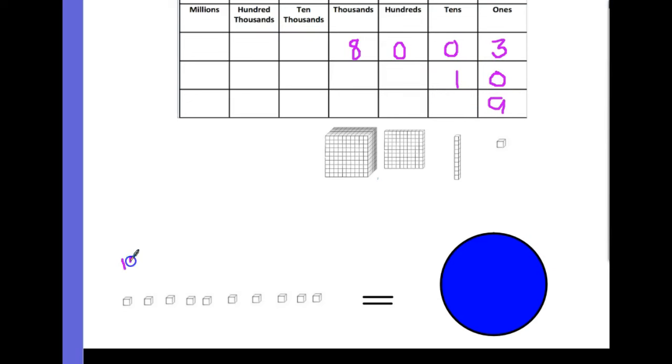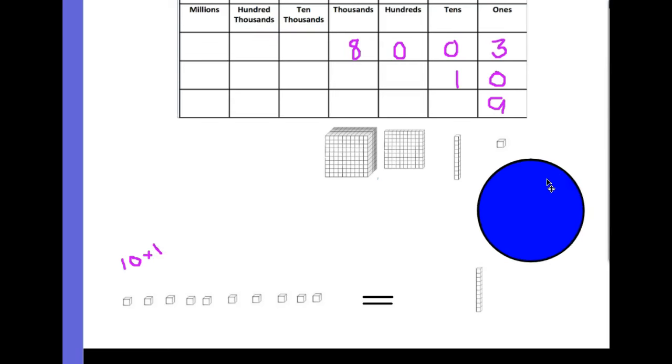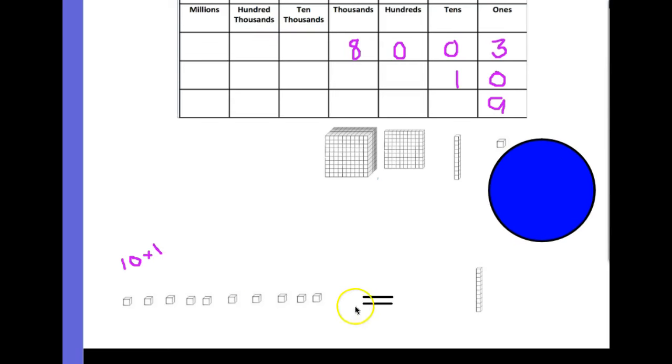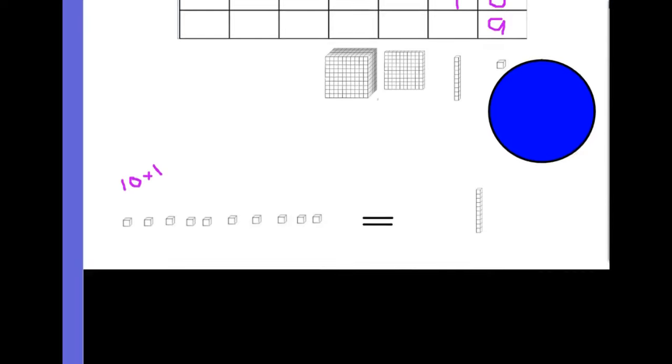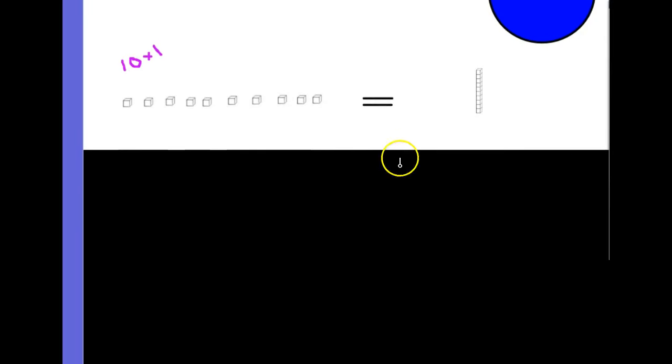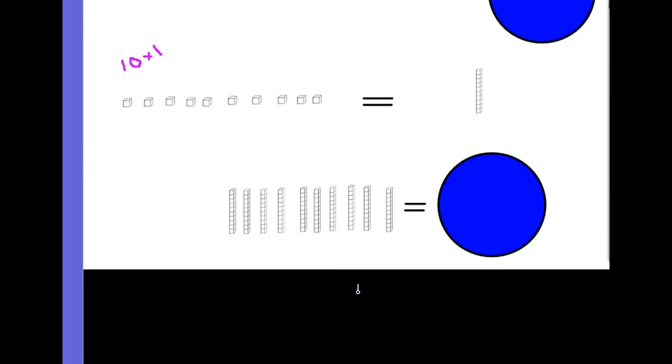If I multiply 10 times 1, so that means I have 10 ones, then I have a 10. So I'm going to regroup my units into a long, or a rod. Now that applies also to rods being regrouped into something else as well. If I were to count this, it would start off at 10, go to 20, 30, 40, and so on and so forth.